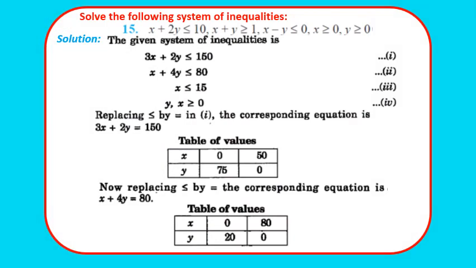So next we have question 15. Solve the following system of inequalities, which are x plus 2y less or equal to 10, x plus y greater or equal to 1, x minus y less or equal to 0, x greater or equal to 0, and y greater or equal to 0.